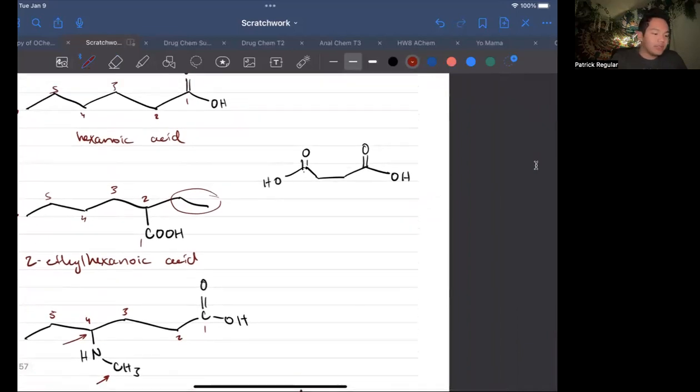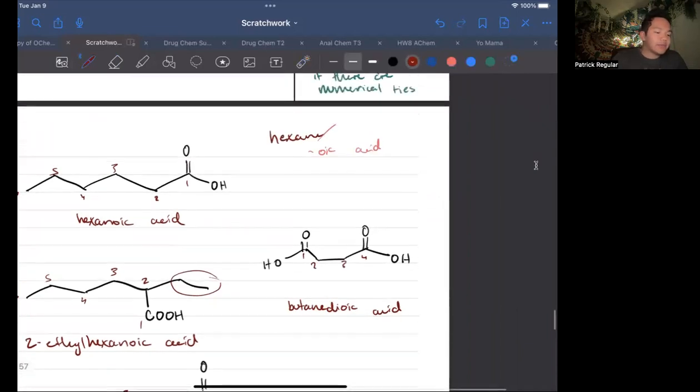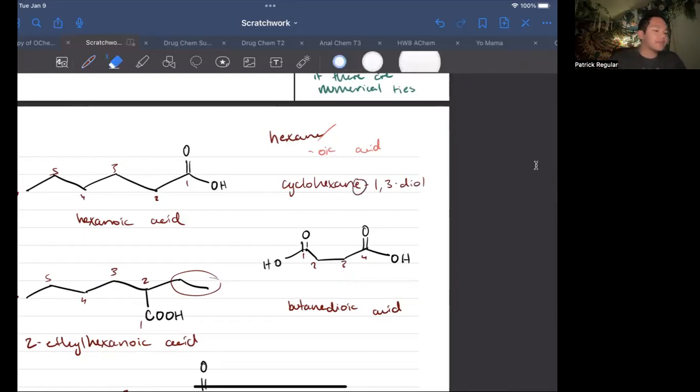It's 1, 2, 3, 4. This is going to be butane dioic acid. You do not drop this E. You retain it, kind of like how you have cyclohexane 1,3-diol. Same kind of rules. We do not drop that E.